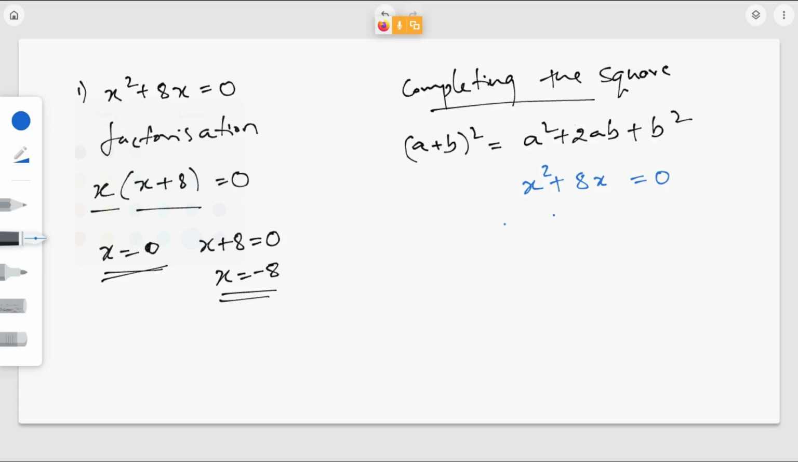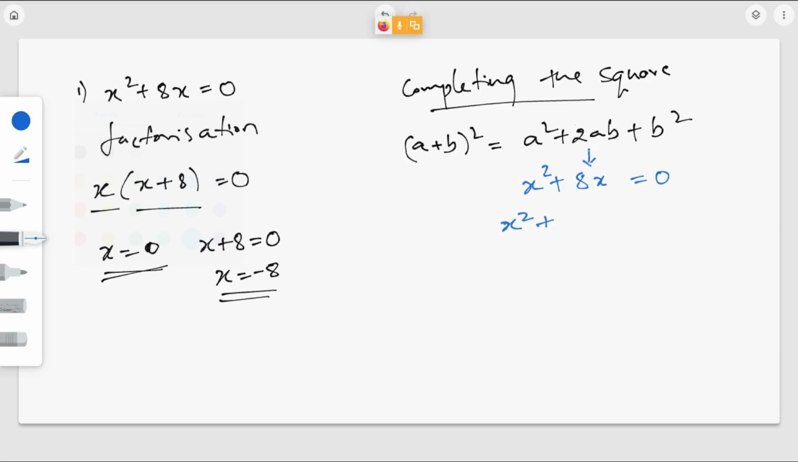x square plus 8x is equal to 0. How will you solve this one? By the completing the square method. So x square plus 8x plus 4 square minus 4 square is equal to 0. We need to split this 8x.